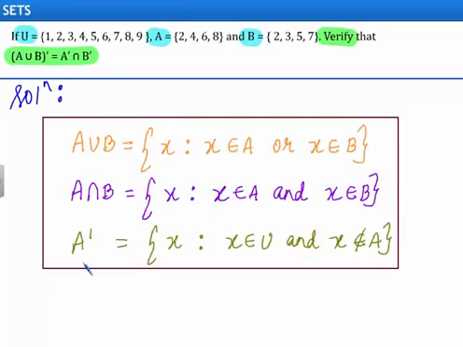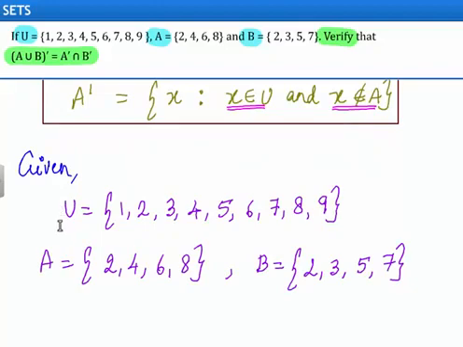Let us recall the definitions which we are going to use in this problem. First, A union B. This will be equal to set of X such that X belongs to A or X belongs to B. Next we have A intersection B. This will be equal to set of X such that X belongs to A and X belongs to B. Next we have complement of A. This will be equal to set of X such that X belongs to the universal set and X does not belong to the set A.